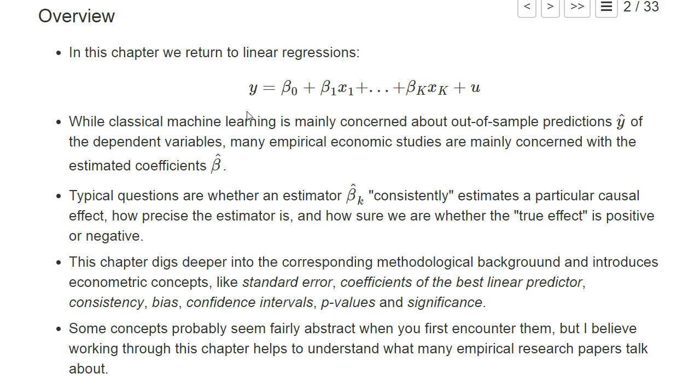In chapter 3, we will return to linear regression and some basic econometric concepts. While classic machine learning, which we covered in the previous chapter, is mainly concerned with how to make good out-of-sample predictions for this dependent variable, many empirical economic studies and also econometrics are mainly concerned with the estimated coefficients of such a linear regression, so these beta hats.